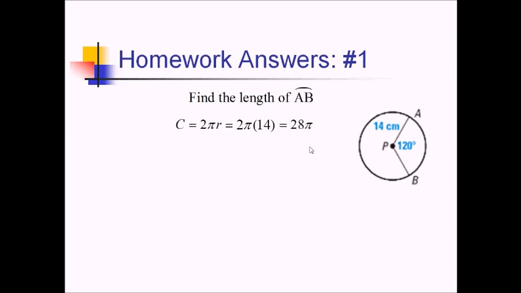And now we can set up a proportion. We have the whole circumference of the circle. We can put this arc length as the part over that in a fraction. And then we can do part over whole for the angles as well. So we can write 120 over 360 equals the length that we're looking for over 28 pi.